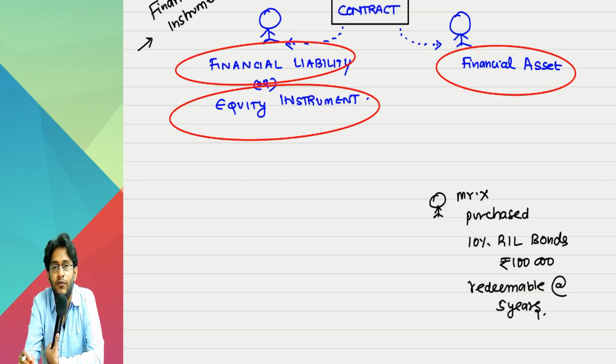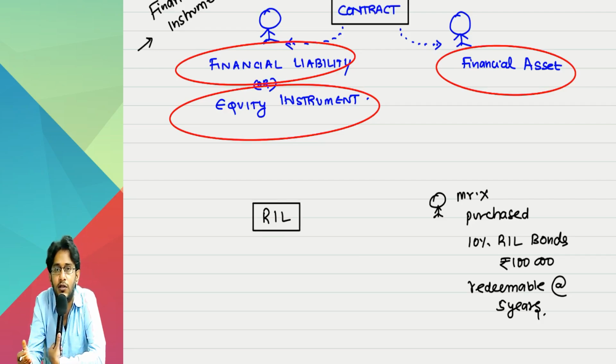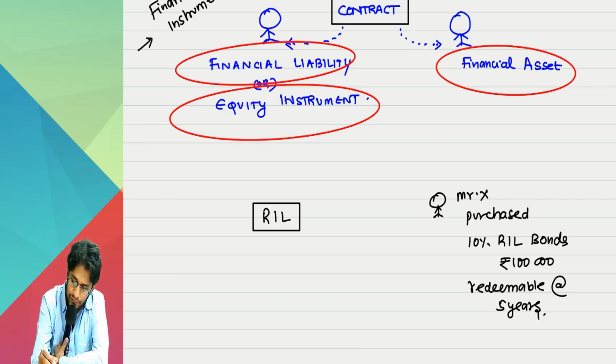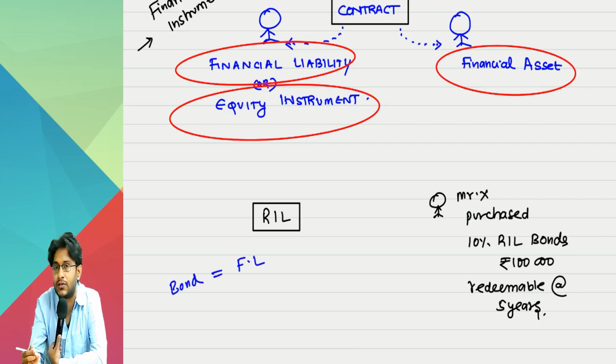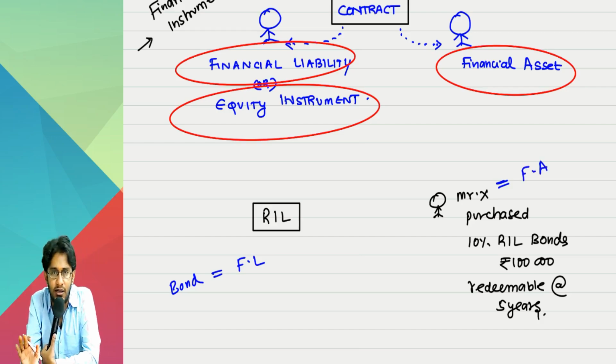Now, this fellow bought a bond. From Reliance Industries' point of view, this company has an obligation to pay this money back to the holder or the investor. So for Reliance Industries, this particular bond is a financial liability. But for the investor, he has a right to collect cash from the company. This right results in a financial asset. This is the basic preliminary understanding, sir.